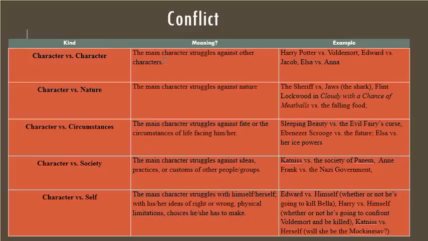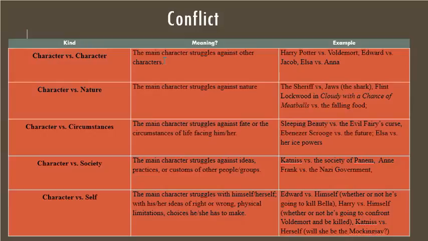Character versus nature is when the main character struggles against nature. For example, the sheriff versus Jaws, that big mean shark in Jaws. You have Flint Lockwood, that's the movie I mentioned this morning, in Cloudy with a Chance of Meatballs, battling the falling food. And then you have other movies where storms, twisters, the apocalypse have come about lately, character versus nature.